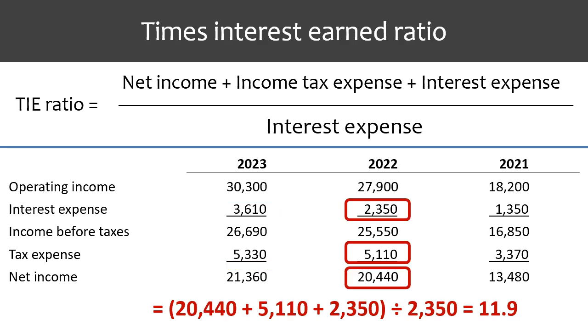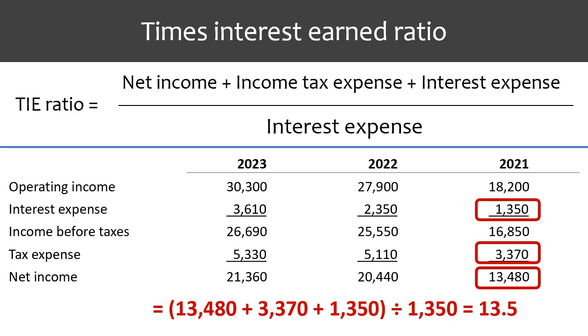We will do the same process for the prior year. Take the net income plus tax expense plus interest expense and divide the total by interest expense. We arrive at 11.9 rounded for that prior year. And finally, for 2 years back, we do the same process. The times interest earned ratio is calculated as 13.5 rounded.